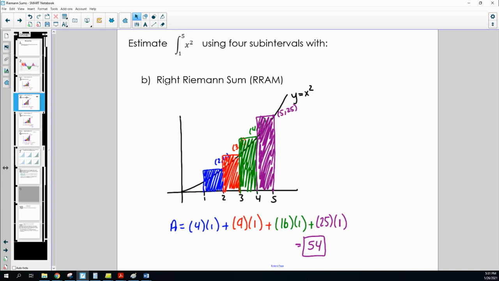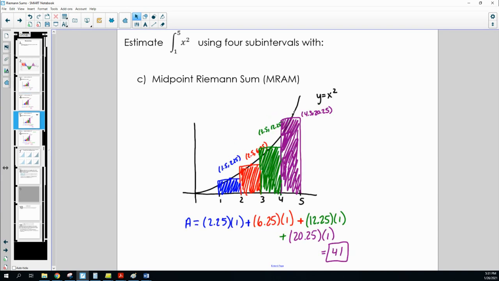A way to get a better approximation would be to use the midpoint Riemann sum. That's your MRAM, and that's using the middle point as the height for your rectangles. In the blue space, the middle between 1 and 2 would be 1.5. The height at 1.5 is 2.25, and the distance between is 1, so that's your length. For the red one, we're using 2.5. Plug it into your equation for x squared: your y value, which is your height, would be 6.25, and your length is 1.